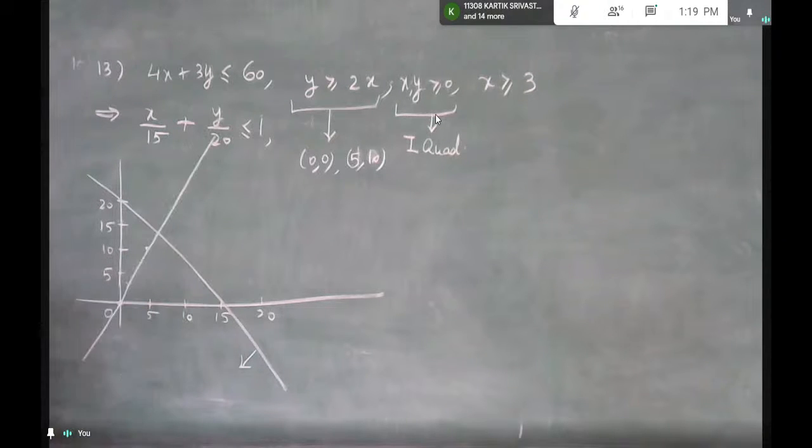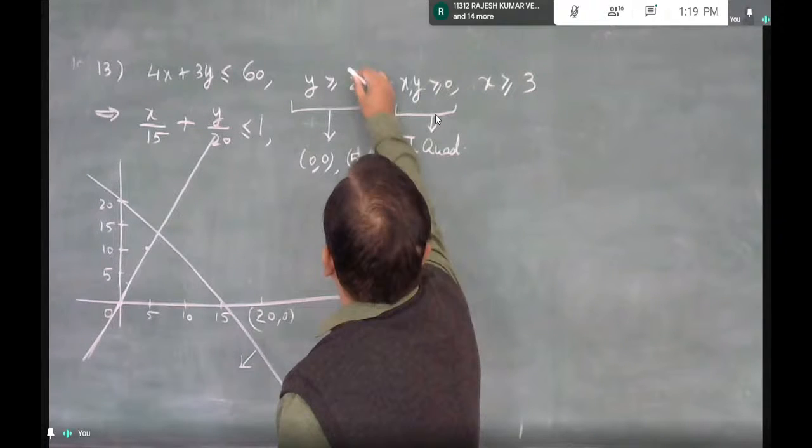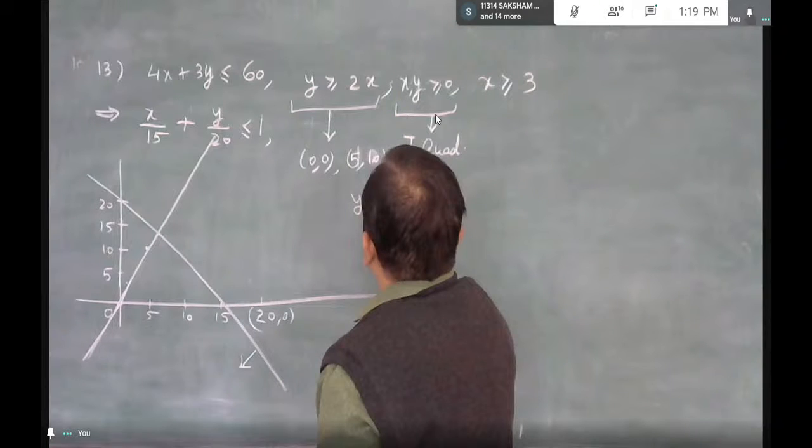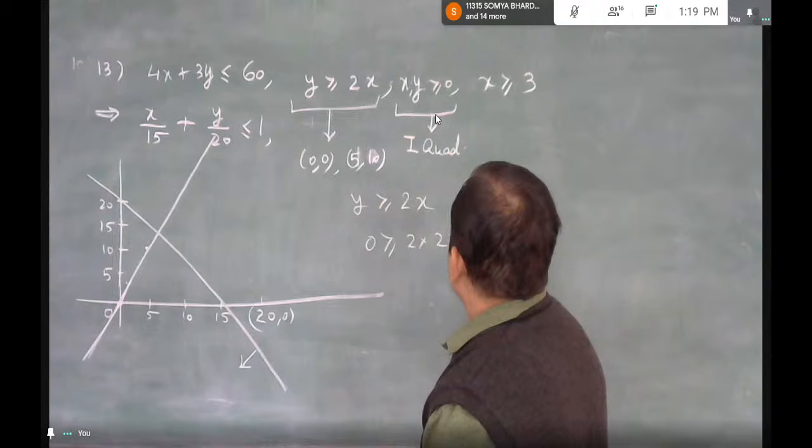This is now which side, बताओ मुझे, कोई कौन सा साइड में ड्रॉ करूं अबव द लाइन? कोई पॉइंट चेक कर लेता हूं. 20 comma 0, if I put here, 20 comma 0, is this true? This is not true.